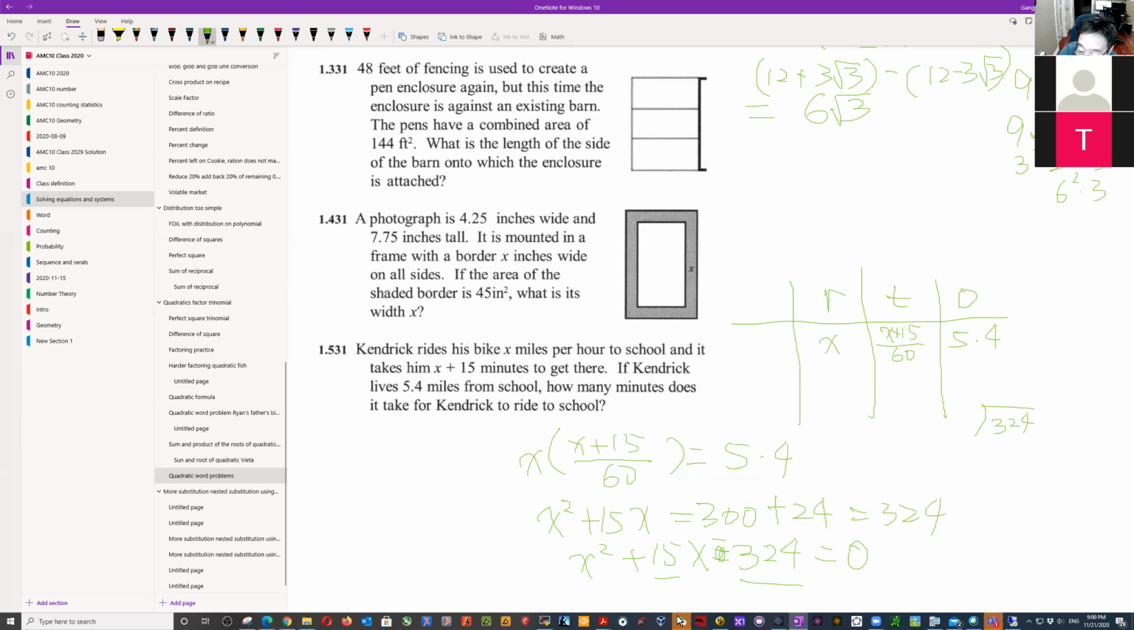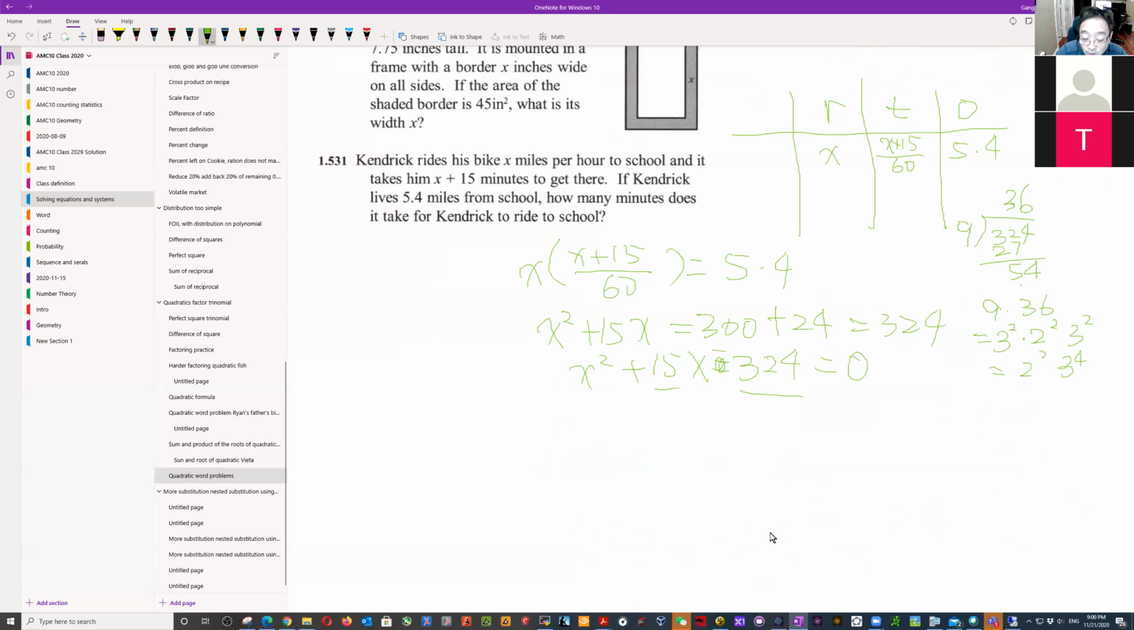So it's divisible by 9, and this is 36. So 9 multiplies 36 and is equal to 3 square multiply 6 square. So 6 square is actually 2 square multiply 3 square. So it's actually 2 square multiply 3 to the 4th.